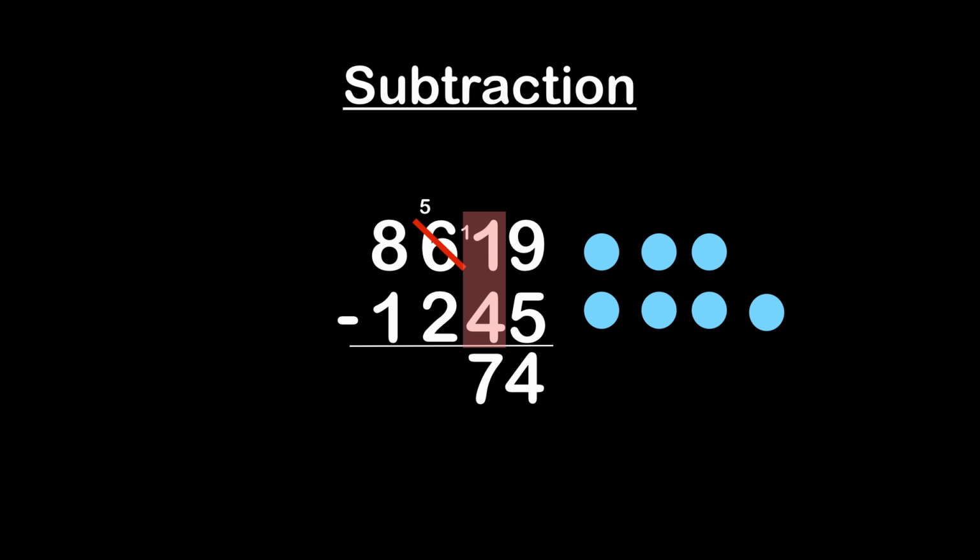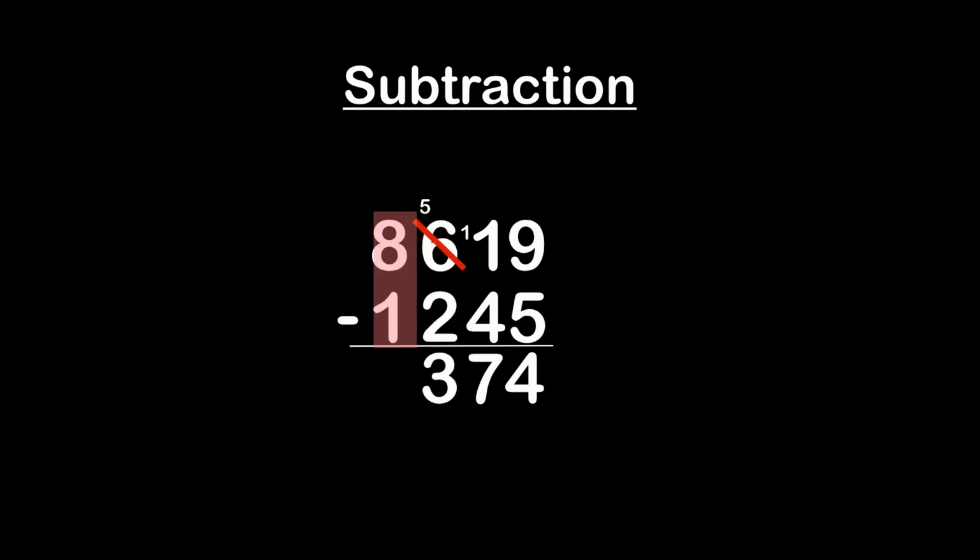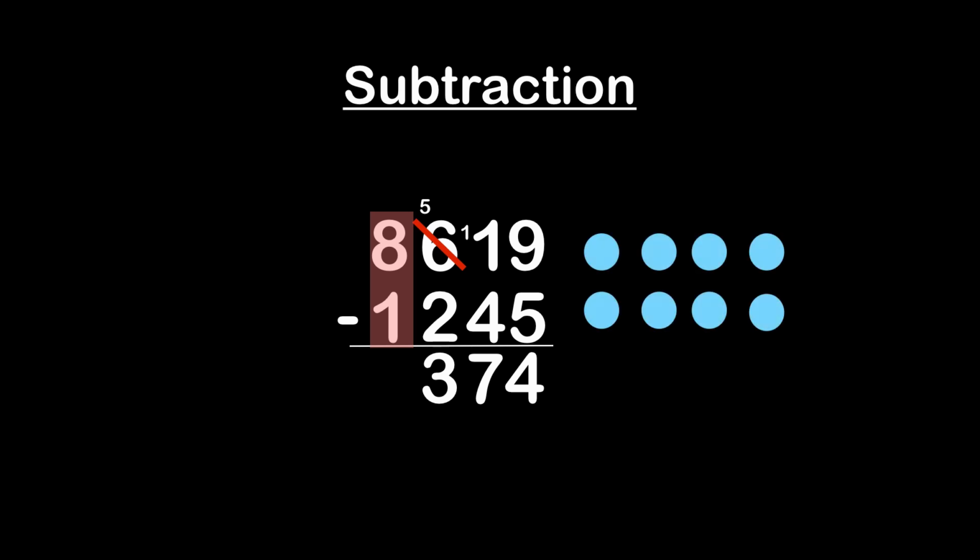Next, we move again to the left where we have 5 minus 2, which is going to give us 3. And for our last step, we move one more time to the left where we have 8 minus 1, which is going to give us 7. I hope you feel very proud of yourself. We've covered a lot so far and practiced on a lot of problems.